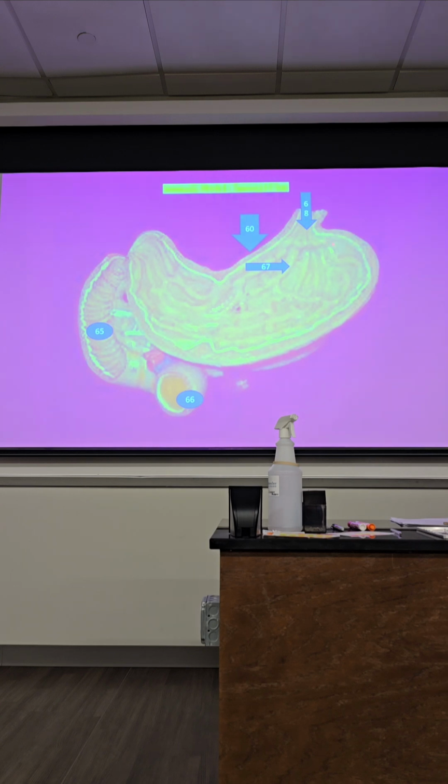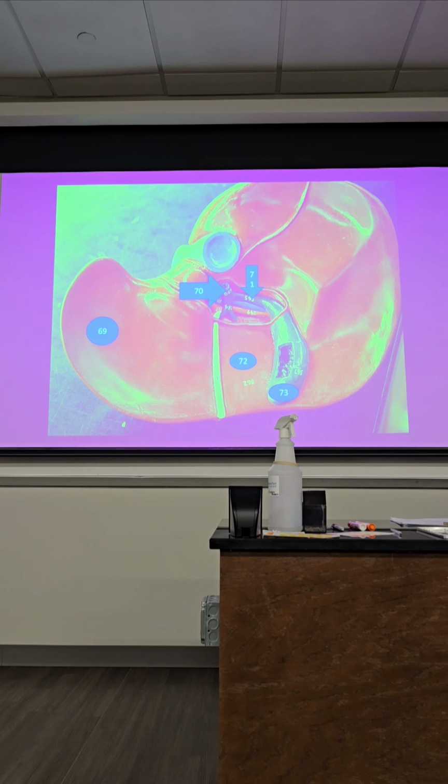Okay, so I could move this and put it on the lower half. If I put it on the lower half, then it becomes what? The pyloric sphincter. How could you not have the lower esophageal sphincter and have a pyloric sphincter? That makes no sense.